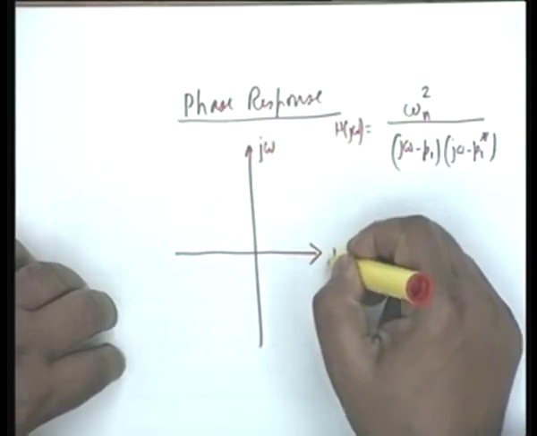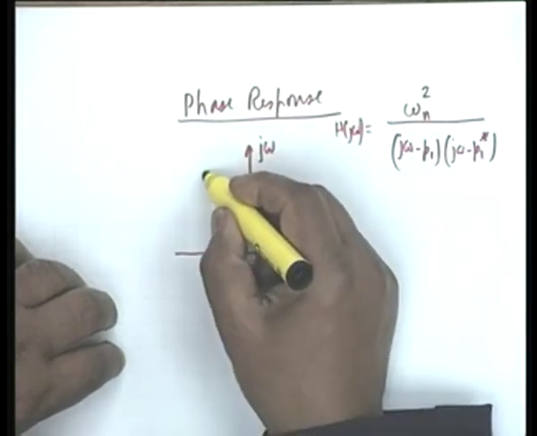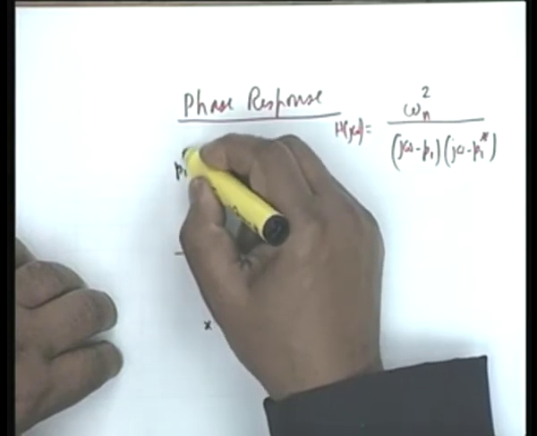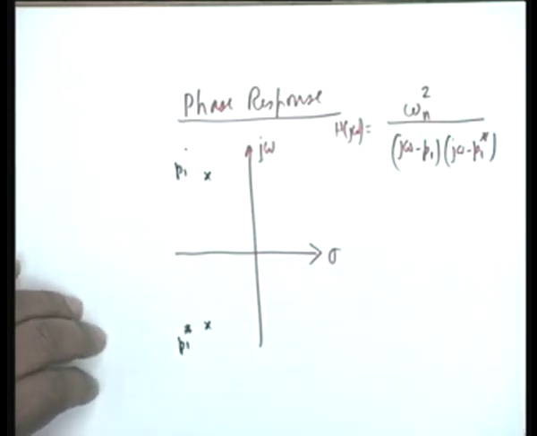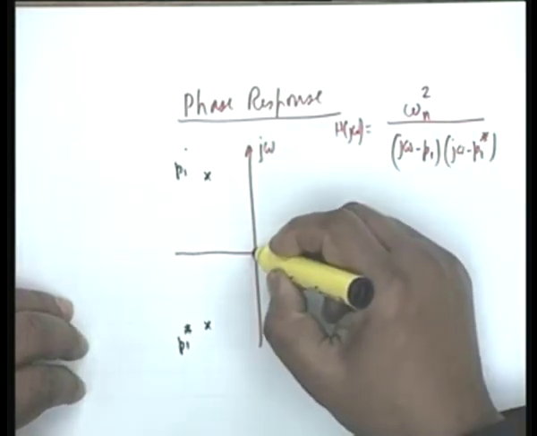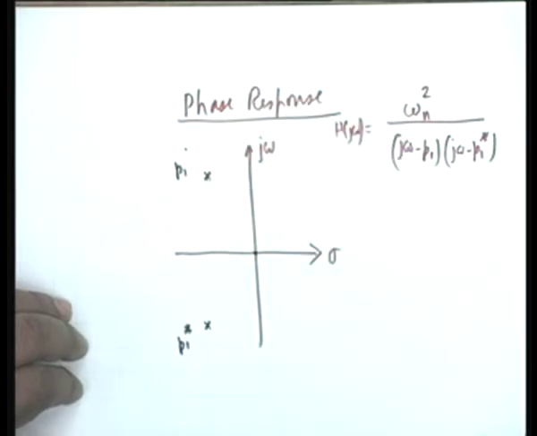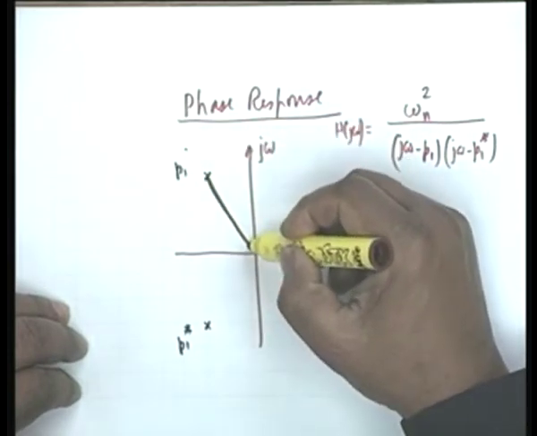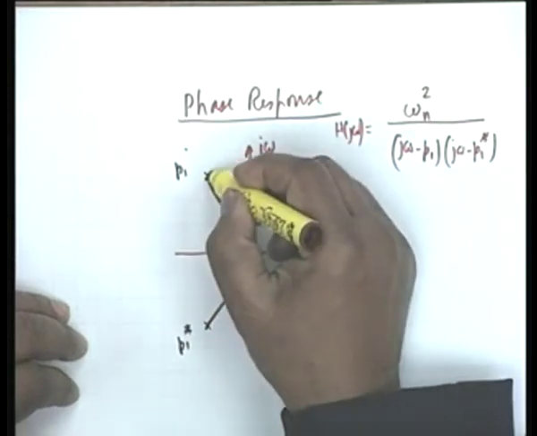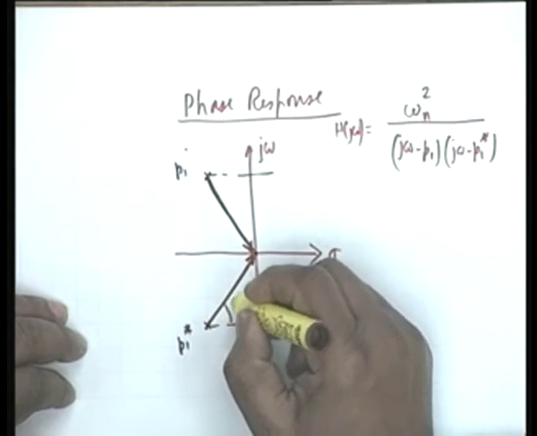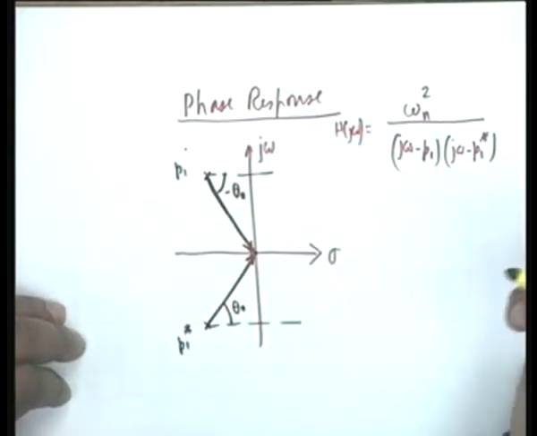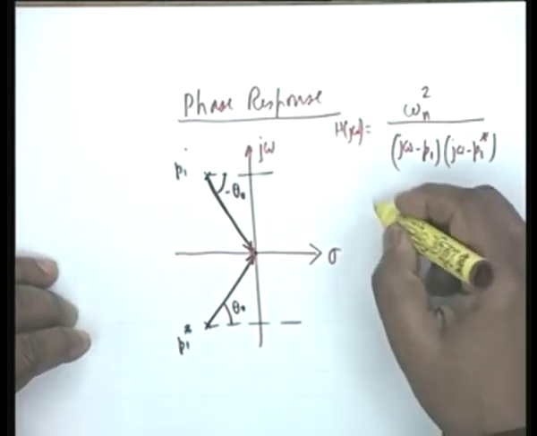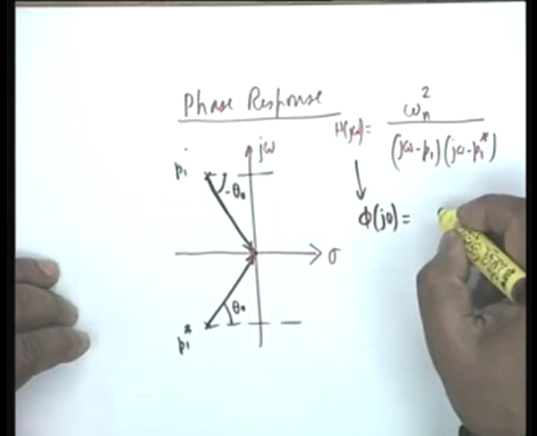Okay, let's take the plot. This is P1 and this is P1 star in terms of alpha and beta, all we have done so far. Now if I want to find out the phase at 0 frequency, 0 frequency is here. So draw the two vectors and find their angles. Let this angle be called theta 0, then obviously this angle is minus theta 0, and the sum of the two angles is equal to 0, and therefore phi of j 0 would be equal to 0. Agreed?